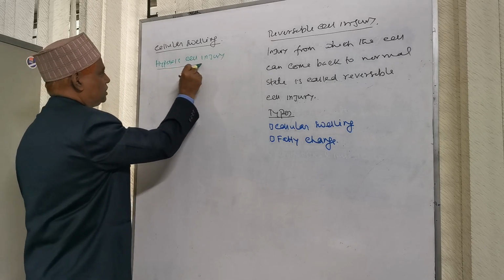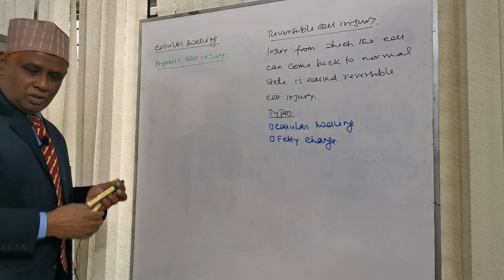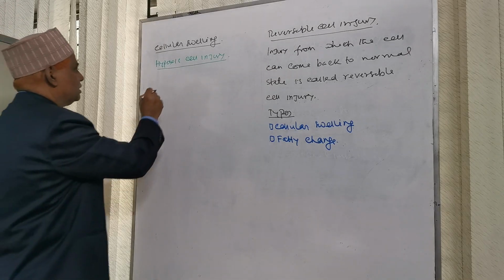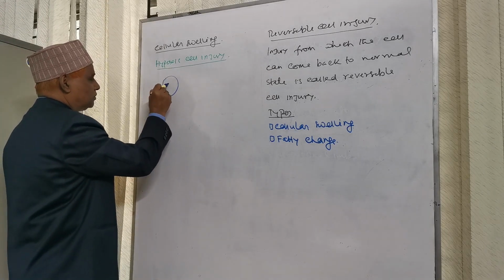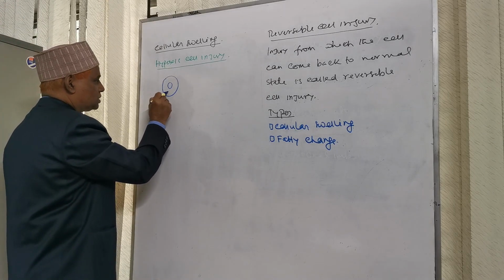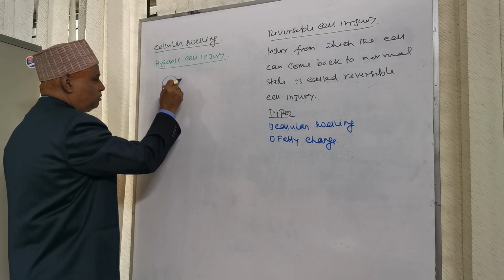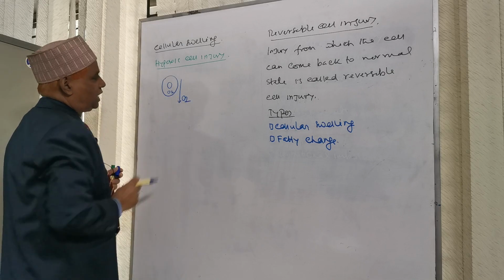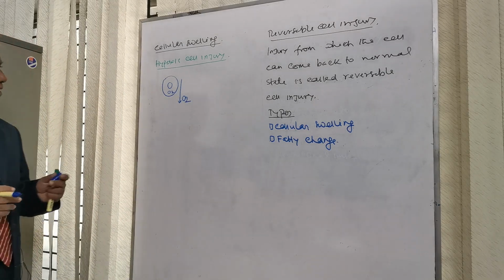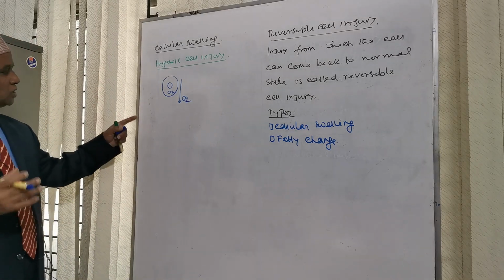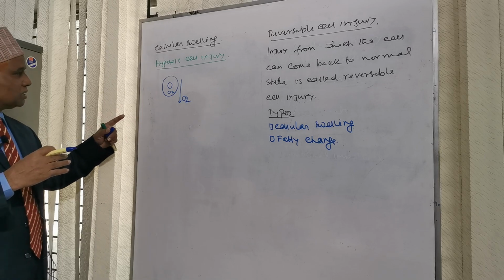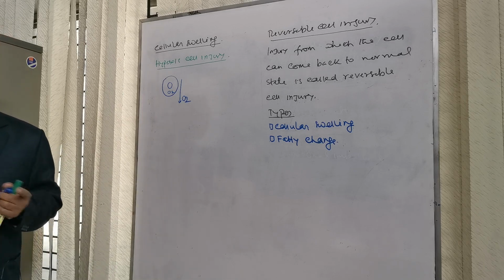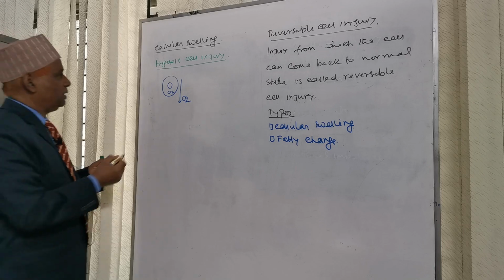Now come to hypoxic cell injury. What it means, this is a cell, this is the nucleus, and oxygen within the cell. If the oxygen is diminished within the cell, this is called hypoxia within the cell. And if a cell is exposed to hypoxia, what happens? What happens in hypoxia?